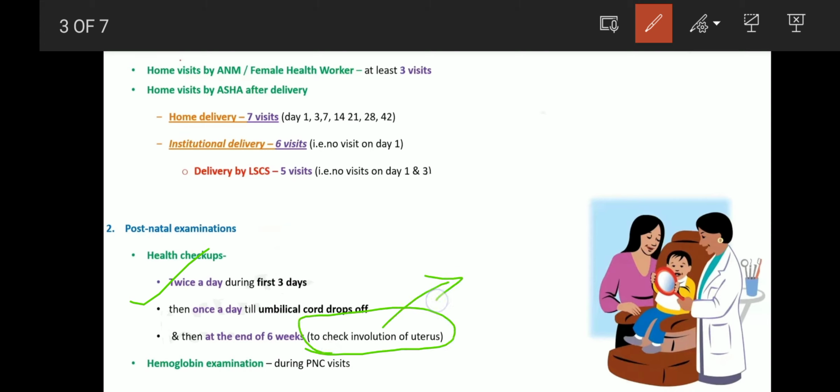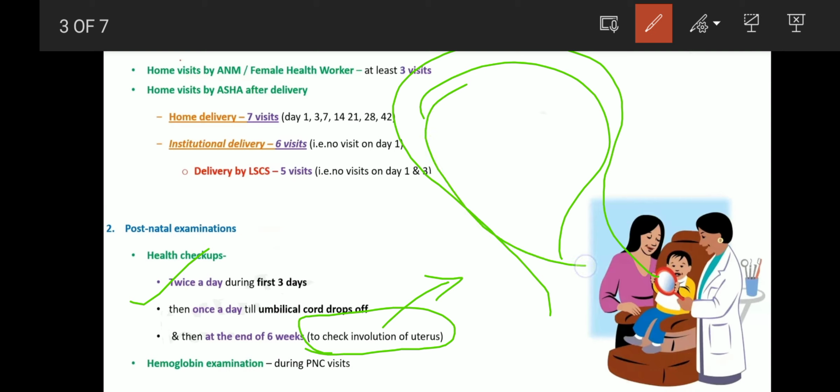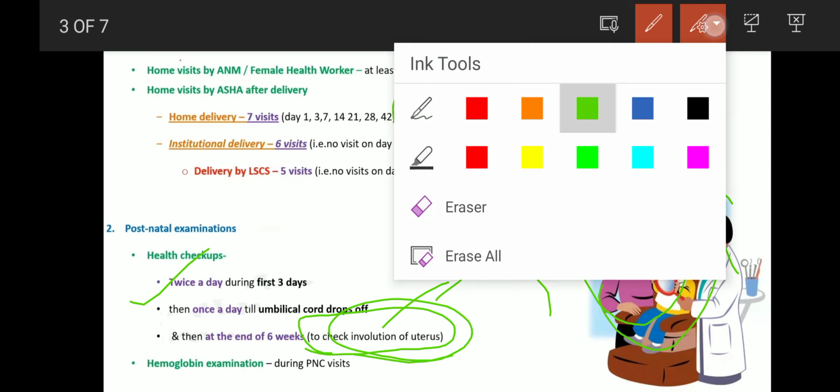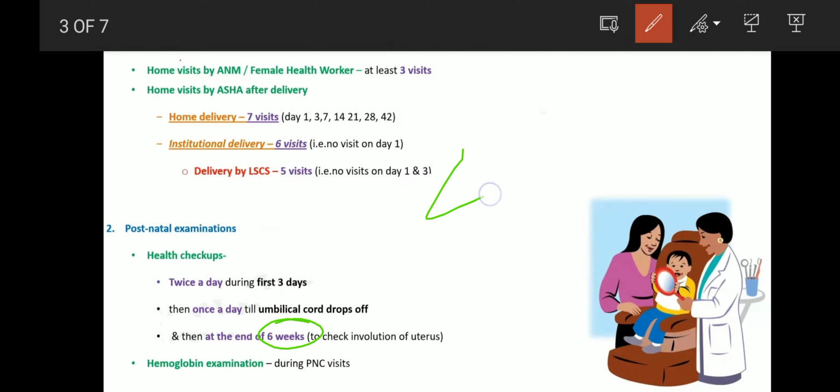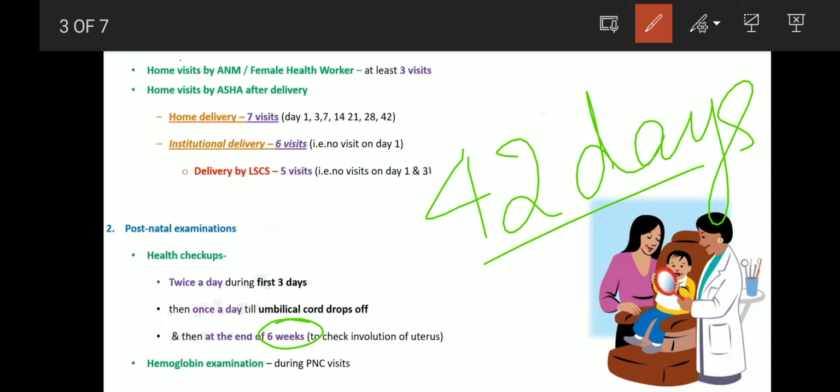So we know involution of the uterus: because of conceiving the baby and everything, the uterus expands in size. Now the uterus has to come back to its pre-pregnant state. That conversion of the uterus into its pre-pregnant or original state is involution of the uterus. At the end of 6 weeks, that is 42 days, the uterus has to come back to its pre-pregnant state. That is involution of the uterus we have to check.